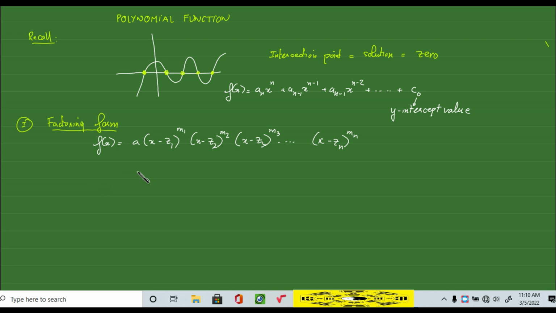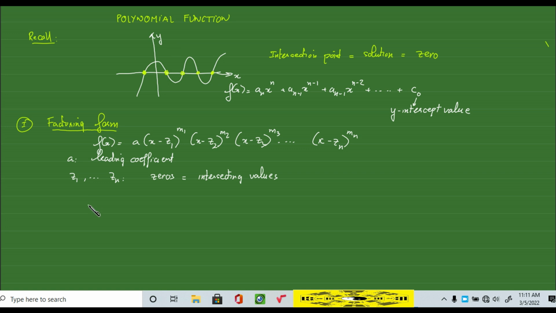Alright, so how do we understand this? First of all, we know right away this is in the product form. What is z1, and what is m1? And what is the a value? Over here, the a value is the leading coefficient. And the z1 to z sub n here actually are the 0s. It's a solution, or actually it's the intersection value. I'm going to call this the intersection value, or 0, the intersecting value between the graph and the x-axis. So this is the x-axis.